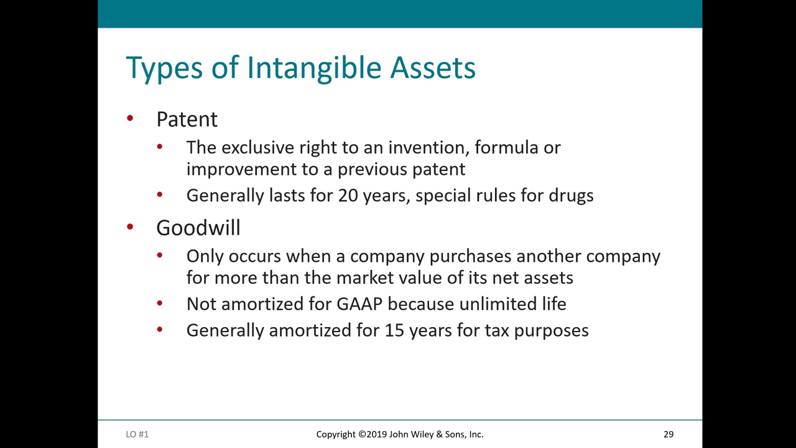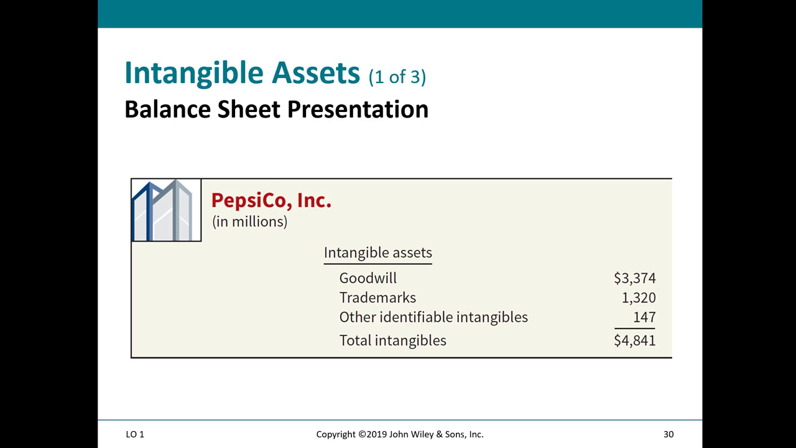Our last intangible asset is goodwill. Goodwill only occurs when a company purchases another company for more than the market value of its assets. It is not amortized for GAAP because goodwill is seen to have an unlimited life. Goodwill is generally amortized for 15 years for tax purposes. This is what the intangible asset section looks like on a balance sheet. This is an example of the intangible assets section of PepsiCo.